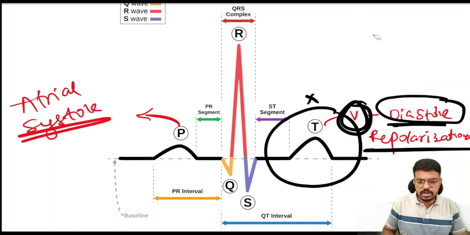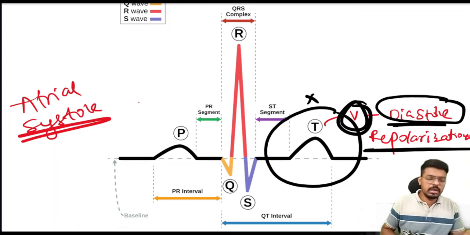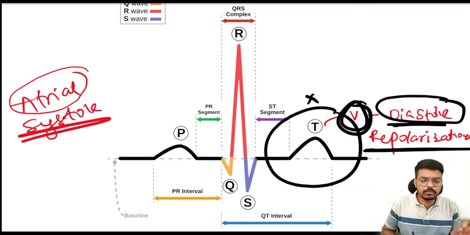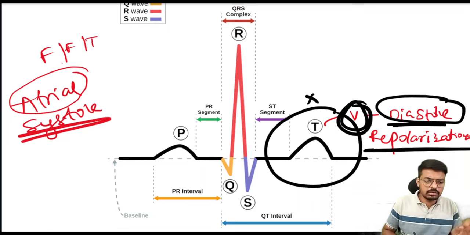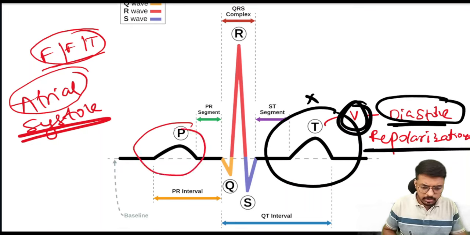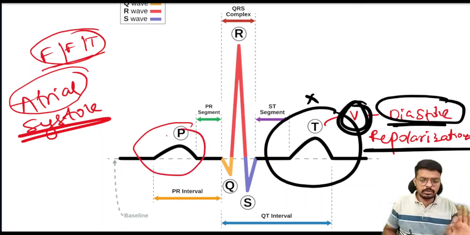Okay, so I have told how the ECG waves are formed: the P wave by atrial systole, or atrial depolarization, or atrial contraction. So if there is any abnormality in the atria, like atrial flutter, atrial fibrillation, atrial tachycardia, or any problem in the atrium, such as atrial enlargement, and you want to see it, look at the P wave. Only the P wave abnormality will be there.